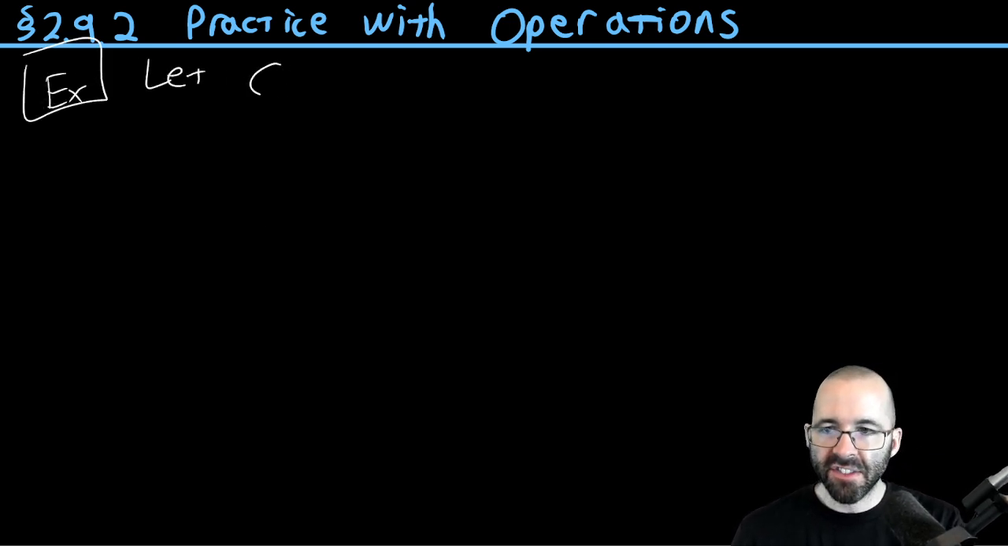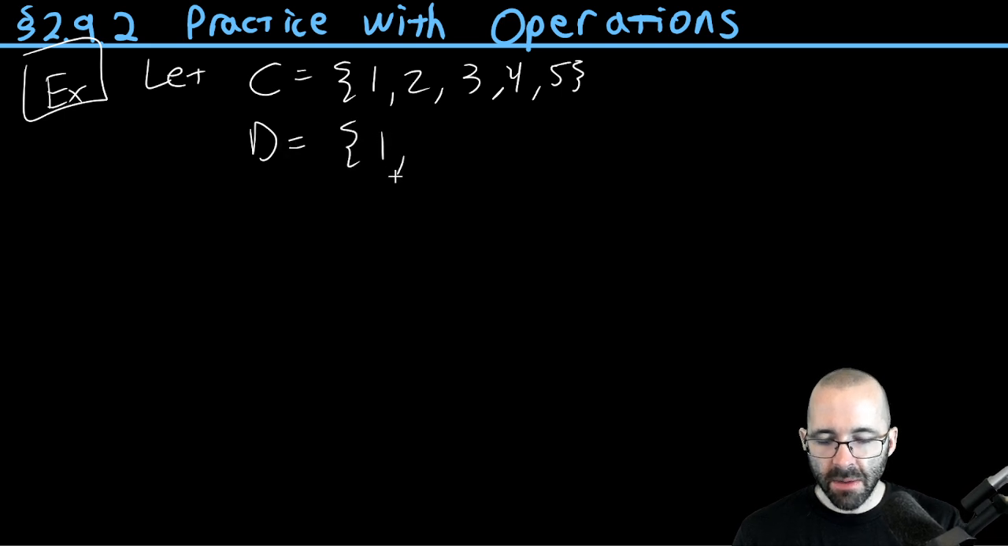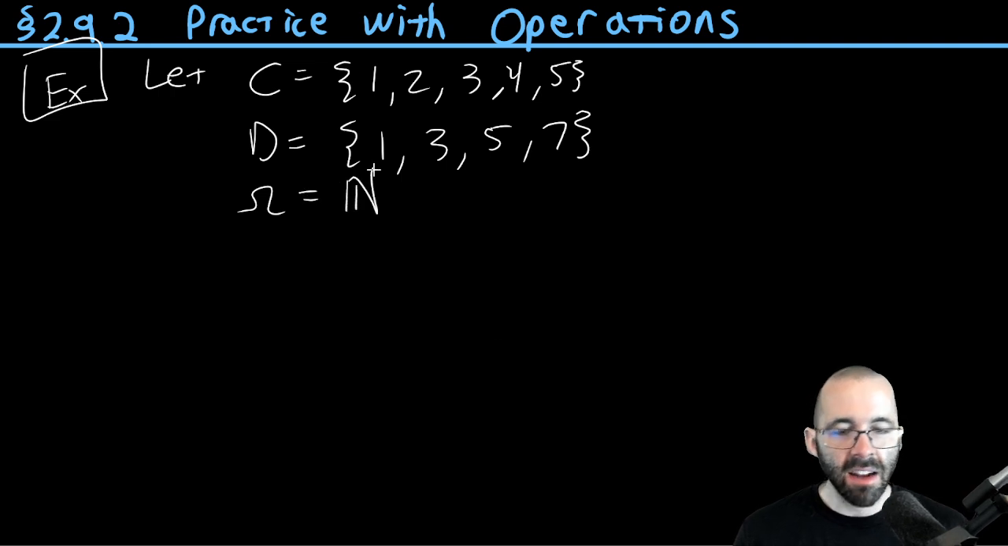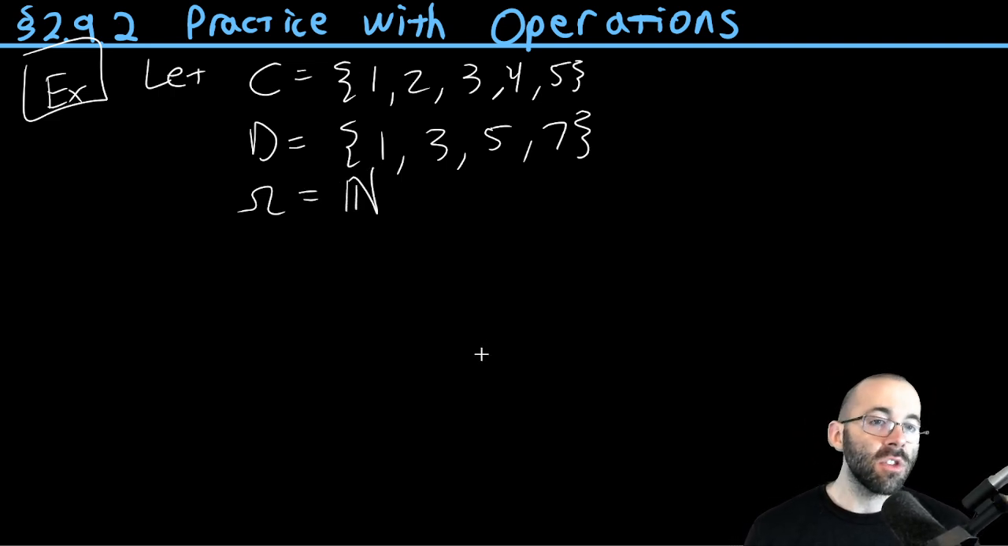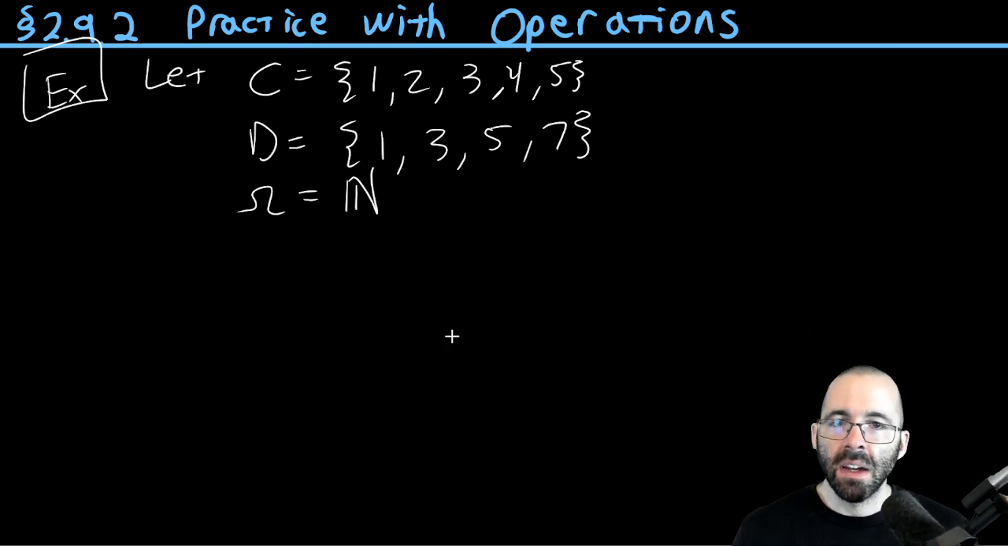Let's say that C is the set of 1, 2, 3, 4, and 5. Let D be the set of odd numbers, 1, 3, 5, and 7. And let's say our domain of discourse here is N. Remember, N is the set of natural numbers, the integers, but only the positive ones. Okay? So these are the things that we're going to work with.